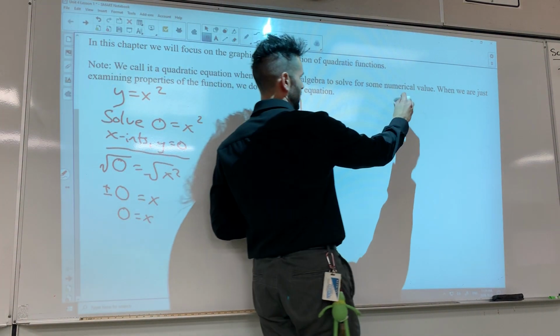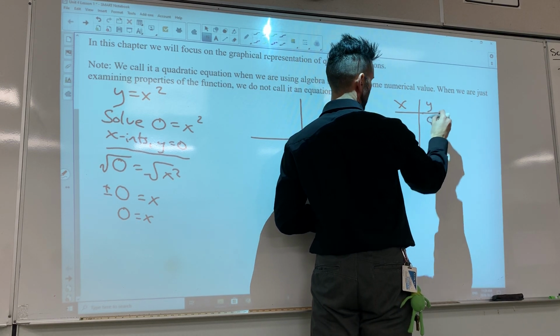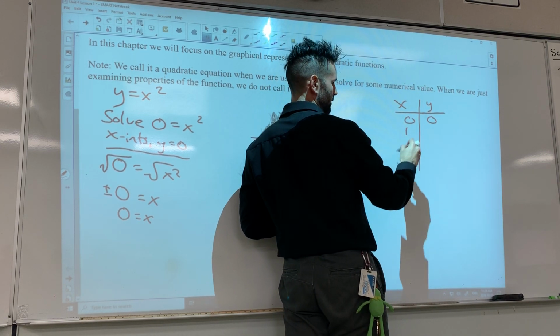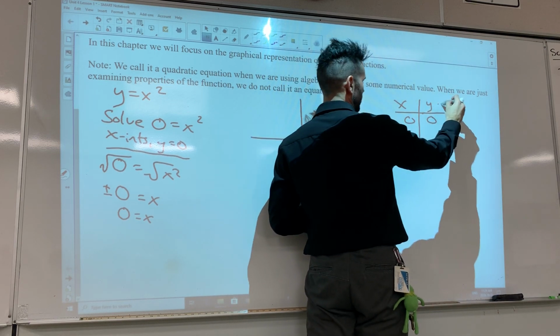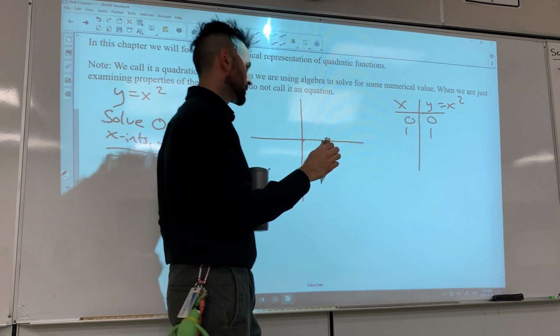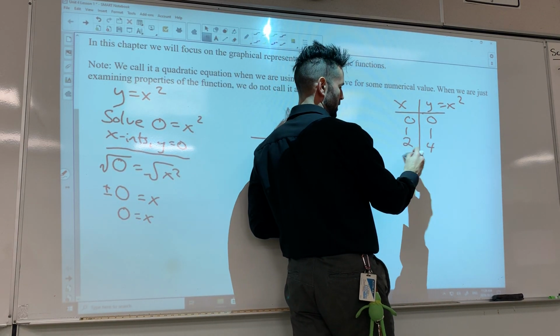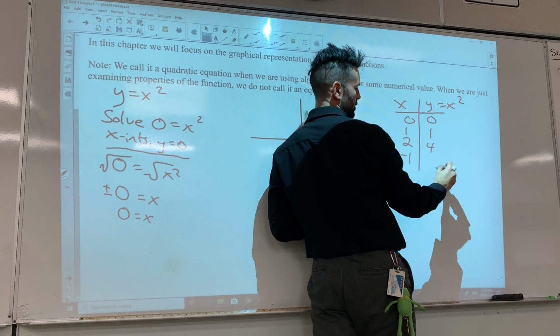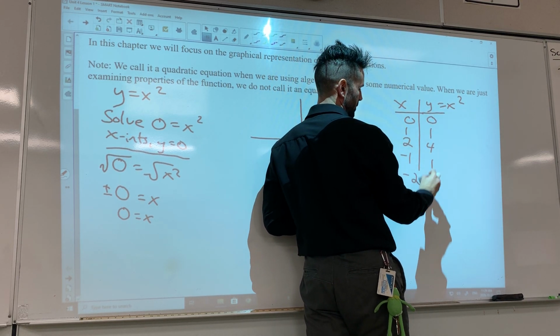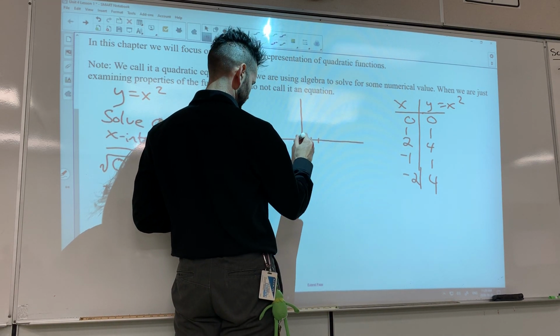And then for today, we're going to just look at a table of values. So when y is 0, x is 0. If x was 1, and you're plugging it into y equals x squared, then y is 1, right? And then if x was 2, y would be 4, and if you plugged in x equals negative 1 and you squared it, you get positive 1, and if you plugged in negative 2, you get positive 4. So we can do a quick sketch of this thing.